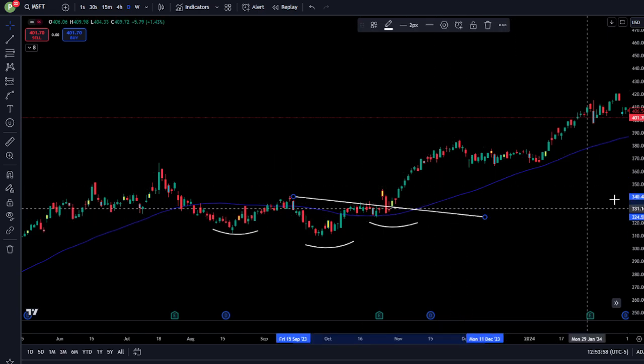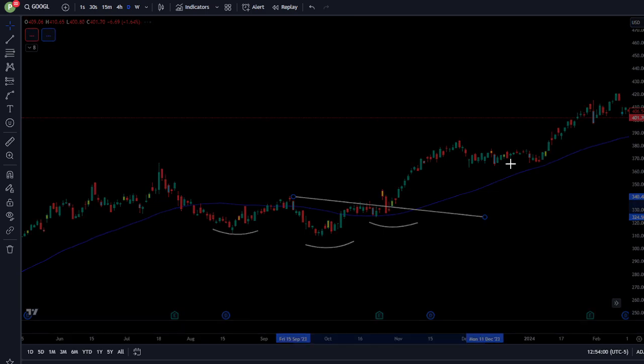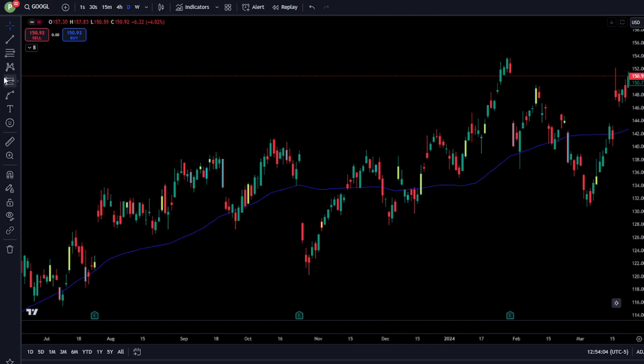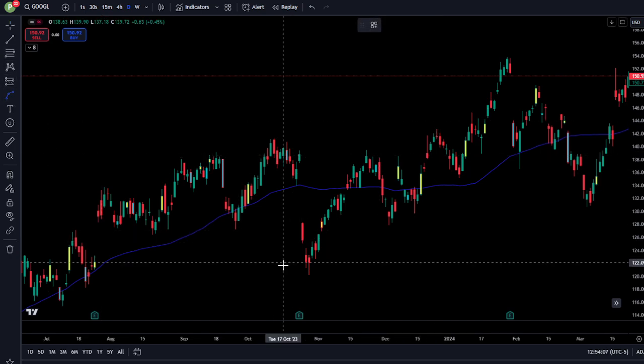Let's look at another stock. Google is right after Microsoft on my watch list, so we'll just look at Google. Let's see if we find something on Google. Oh, there it is. There it is already. We're on a daily time frame, by the way.